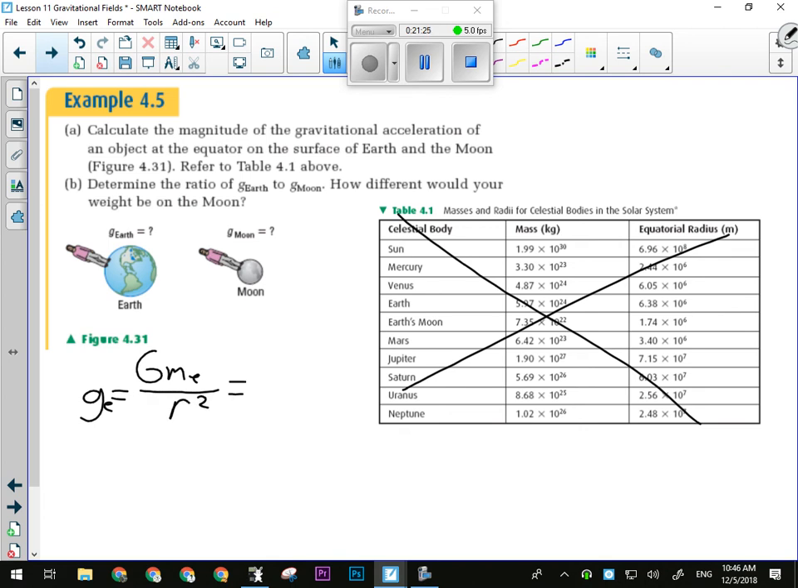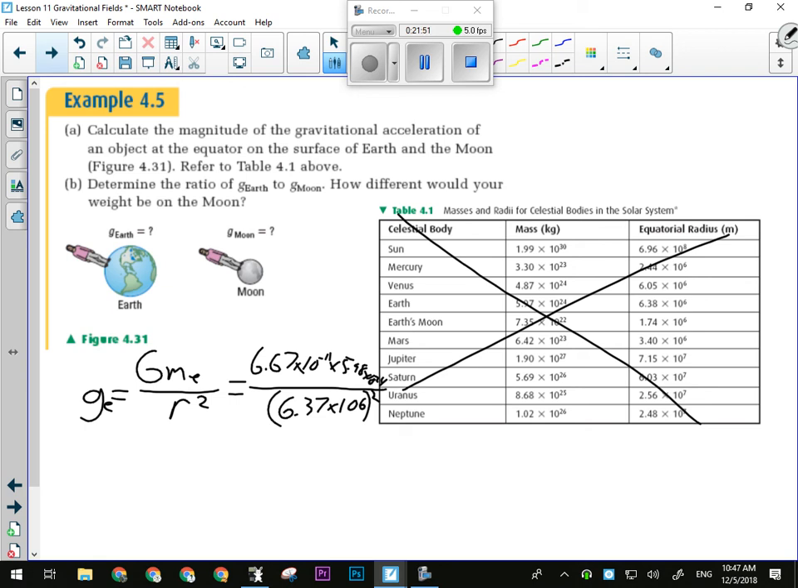When I plug in my numbers, that's going to be 6.67 times 10 to the minus 11 times 5.98 times 10 to the 24, mass of the Earth, divided by 6.37 times 10 to the 6 squared, radius of the Earth. Everybody all right with what I've done there? What number should I get here? I should get around 9.81.